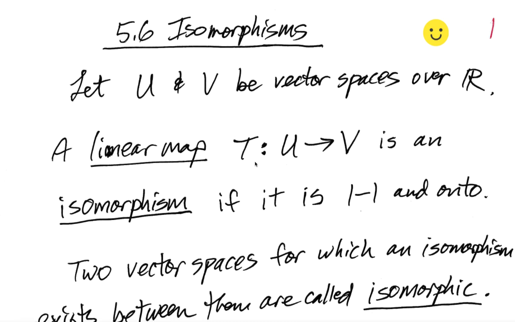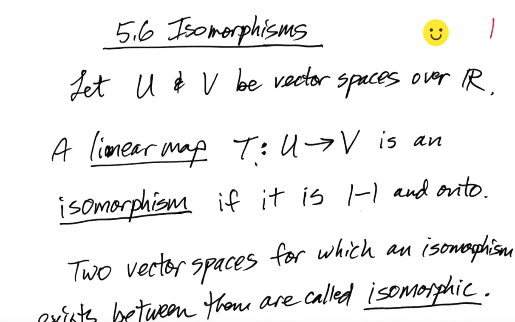Okay, in this video, we're going to talk about isomorphisms. This is section 5.6 in the book. Okay, isomorphisms. Let U and V be vector spaces over the real numbers R. R could be replaced by the complex numbers.